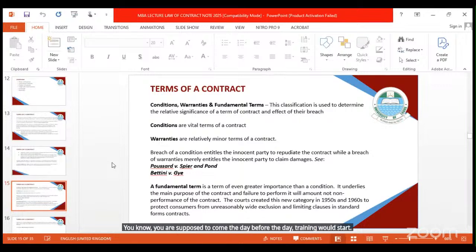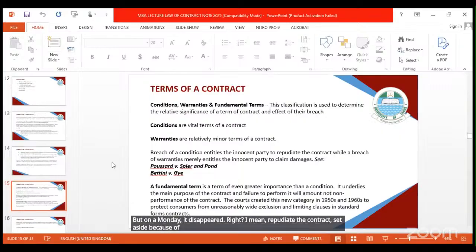You didn't come the day before, but on the very day of training you were there. But where you did not come on the main day, you came on the day before but on the main day you disappeared, right? They will repudiate the contract, set aside because of breach of a condition, as the case may be.